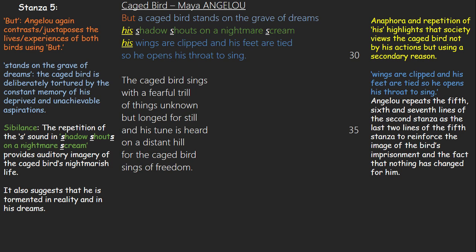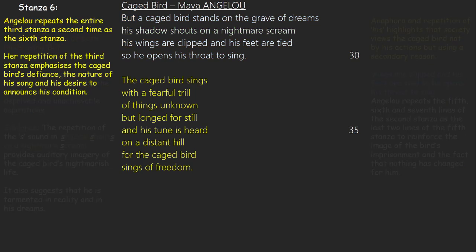And we also see the use of repetition in this fifth stanza. Angelou repeats the fifth, sixth, and seventh lines of the second stanza as the last two lines of the fifth stanza to reinforce the image of the cage bird's imprisonment and the fact that nothing has changed for him. Instead, his life is getting worse and worse.